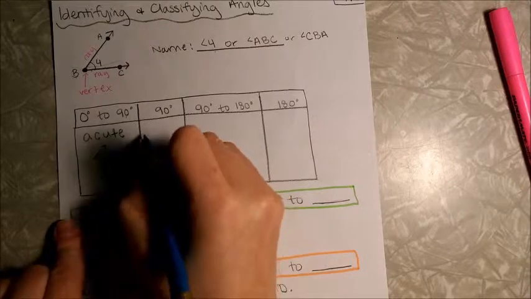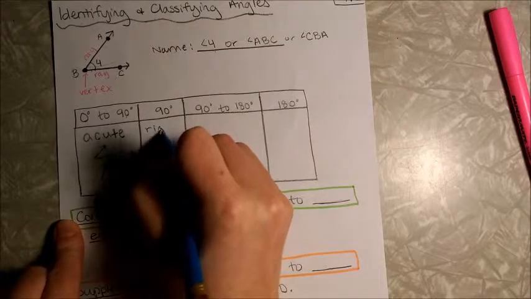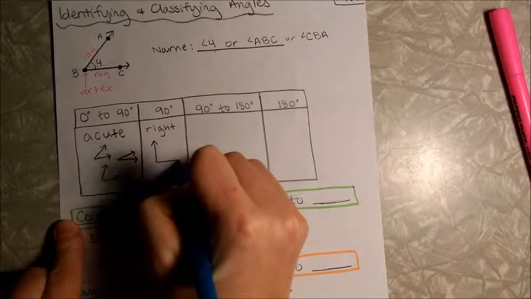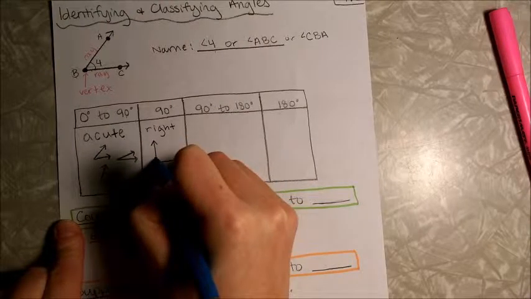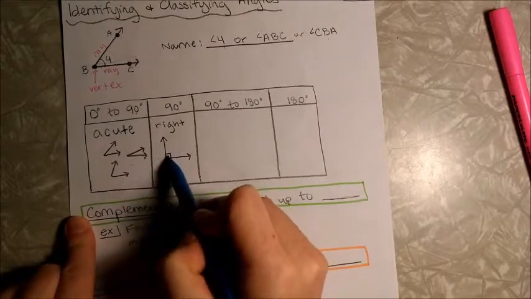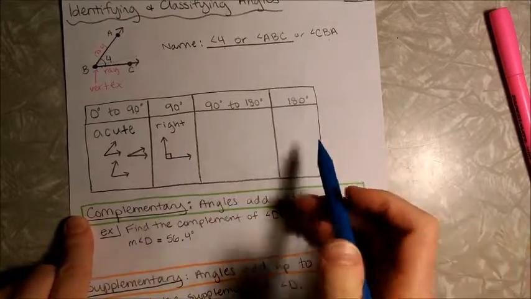Now, a 90-degree angle is special. We call that a right angle. So a right angle has to look like this. And we usually label it with a little corner, a little box in the corner to show that it is 90 degrees. This is a right angle.